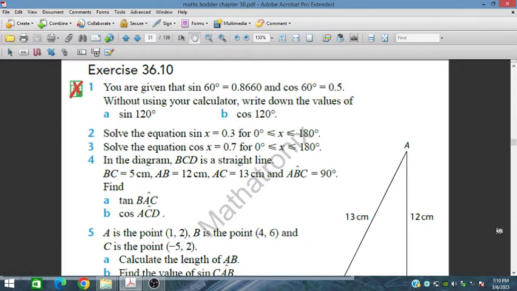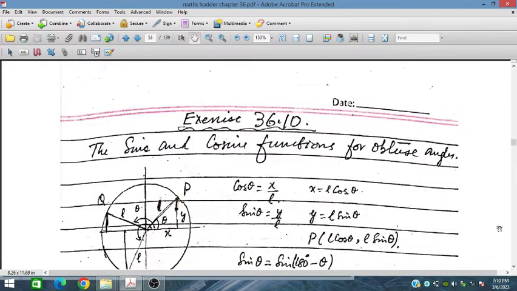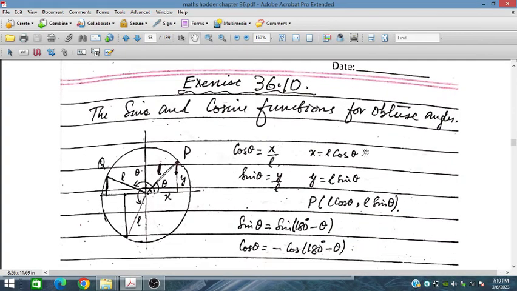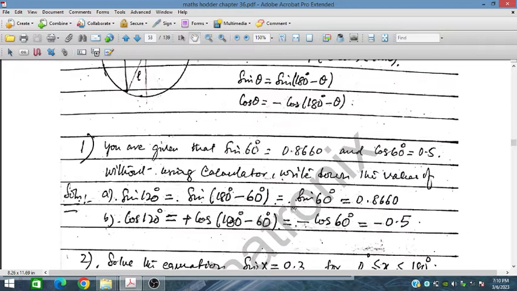Similarly for other problems, let's go to 36.1. Sine and cosine functions: we are given sin 60 degrees equal to 0.866 and cos 60 degrees equal to 0.5, without calculators. Sin 120 degrees is equal to sin of 180 degrees minus 60 degrees, so this becomes sin 60, equal to 0.8660. On the other hand, cos 120 degrees is equal to cos of 180 degrees minus 60, which gives minus cos 60 degrees.